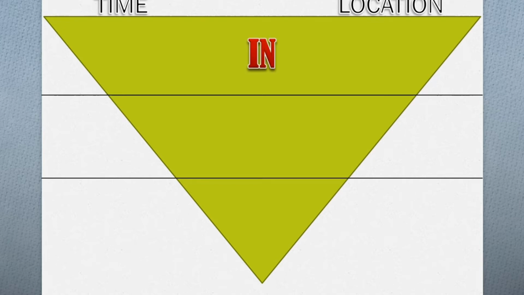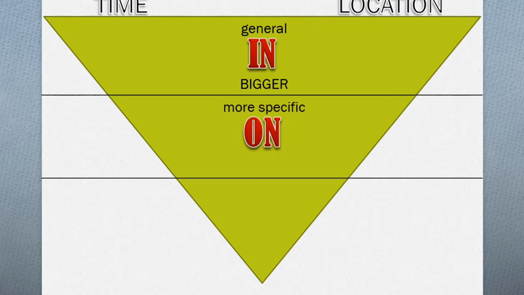So let's start with in. For in, it means we are using it in general. When we say general, it means affecting or concerning all or most people, places, or things. And in is bigger. Next, we have on. For on, it is more specific and it is smaller, while at is very specific and it is smallest.